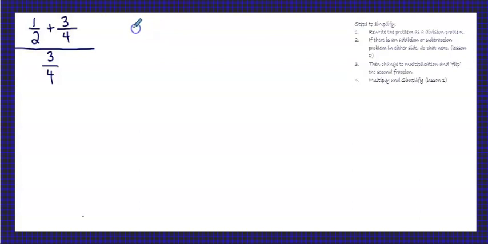So I'm going to write 1/2 plus 3/4 divided by 3/4. Now, step 2 tells me if there is addition or subtraction on either side, do that next. This one has addition, so I need to simplify this. I need to add these two fractions, so I'm still going to leave it a division problem, and I'm still going to have my 3/4 over here because this can't be simplified anymore.